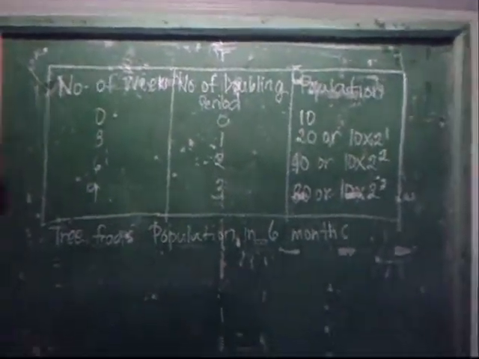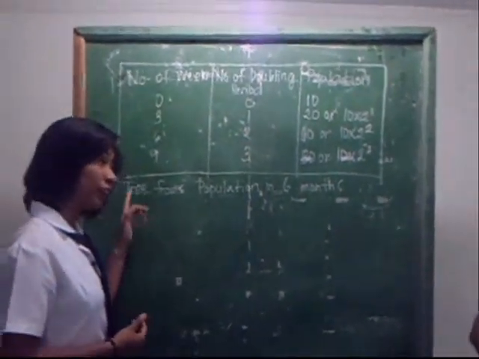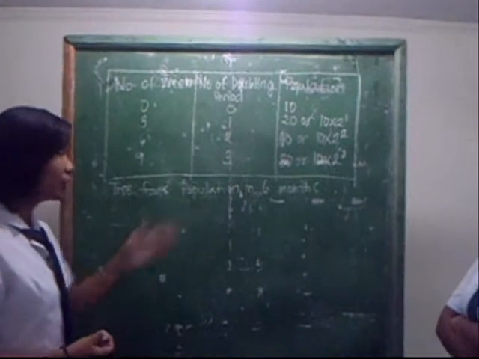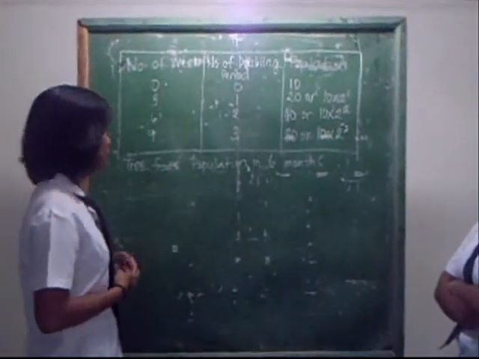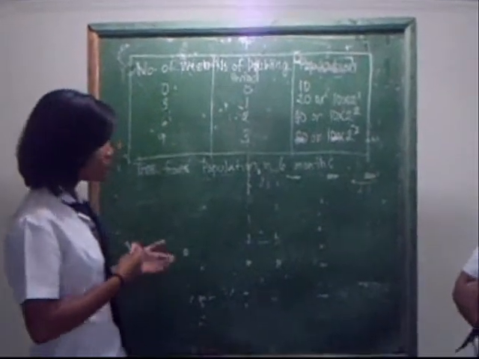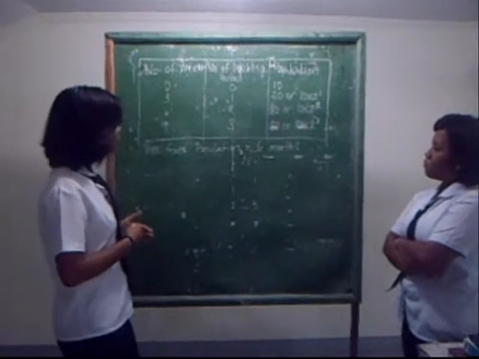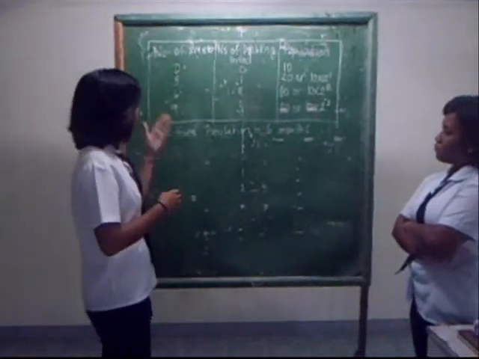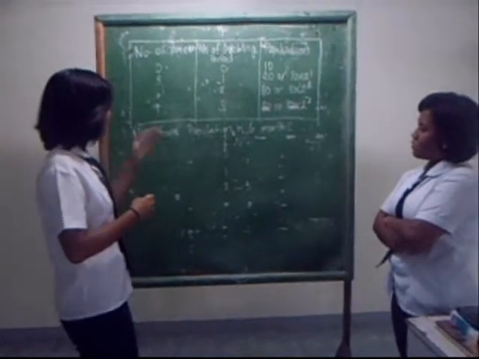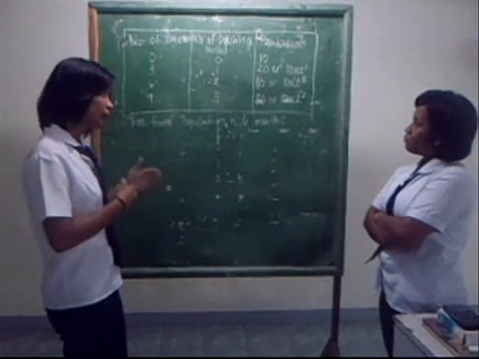Well, as you can notice on the table, we have 3 columns. The first column consists of the number of weeks. The second one is the number of doubling periods. And the third one is the population. Since you said a while ago that the population of the tree frogs starts with 10, the number of weeks and the doubling period will start at 0. And then as the weeks pass by, we can add 3 weeks, same as the doubling period.